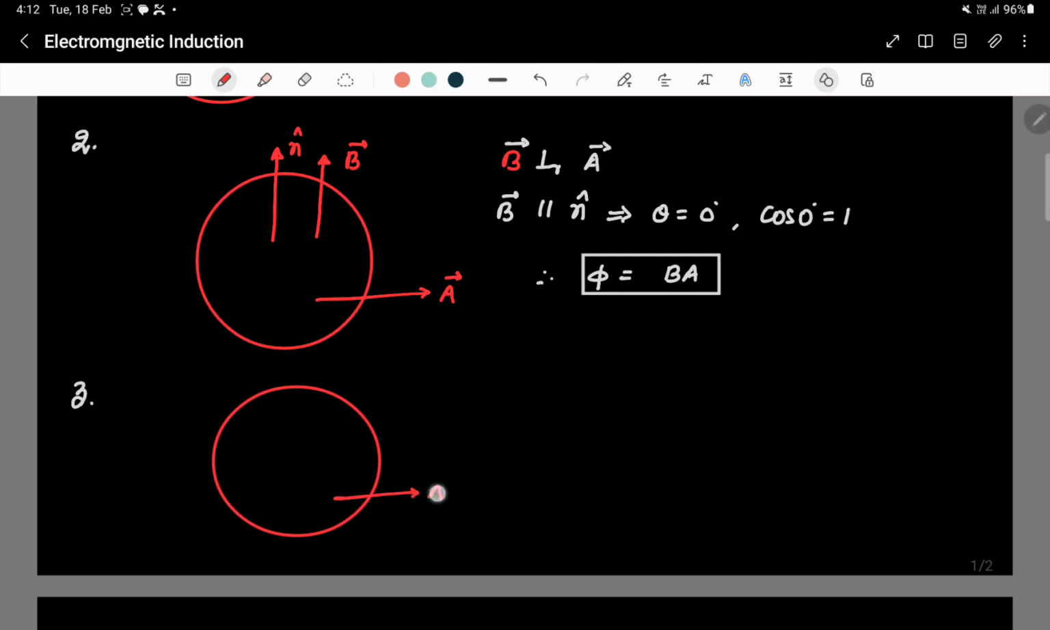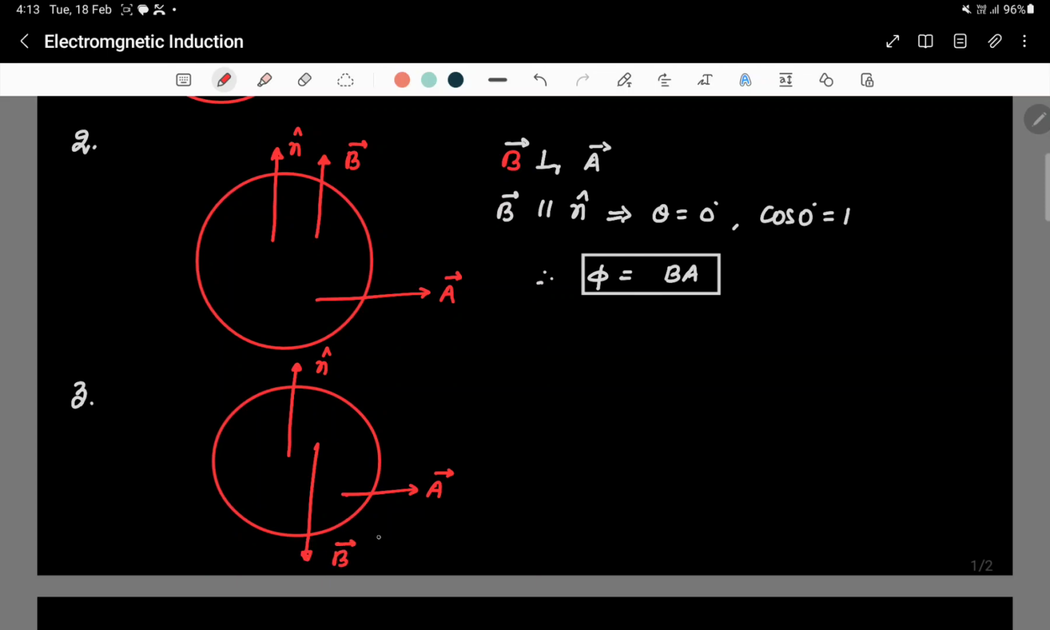Suppose this is a surface area. Here is the unit vector, and the magnetic field is opposite to that of the unit vector. Here is the surface area, here is the unit vector, and the magnetic field is opposite to that of what? Or anti-parallel to that of what?